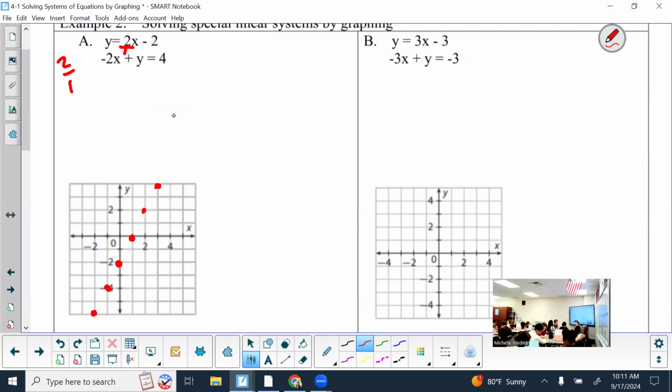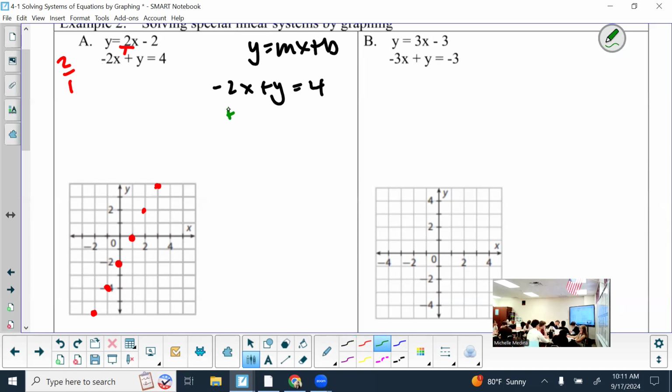Table 1 is the second one in slope-intercept form. No, because how do I know if it's in slope-intercept form? When it's y equals mx plus b, meaning the y is isolated on one side. So the first one was great. That's why we could already graph it. The second one, I need to isolate the y. Table 2, what do I need to do? What math to isolate the y?